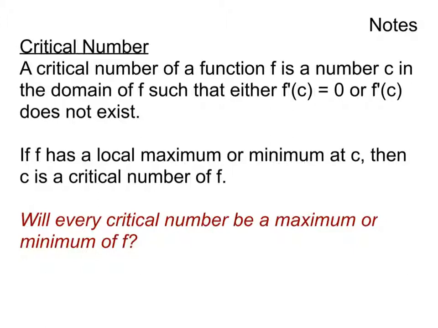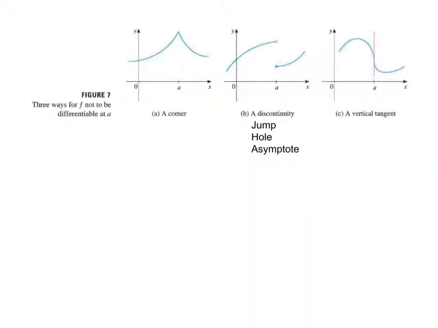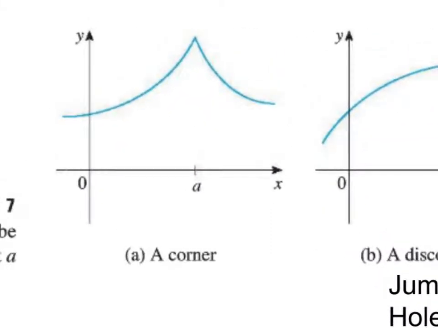Well, critical numbers are places where the derivative equals 0. Okay, those are generally going to be maxes and mins, yes. Or where the derivative doesn't exist. Remember how a graph can be not differentiable at a point. So each of these three graphs represent ways that the graph is not differentiable. In this case, it could be a corner. Now in the case of a corner here, that is a critical point, and it is a maximum.